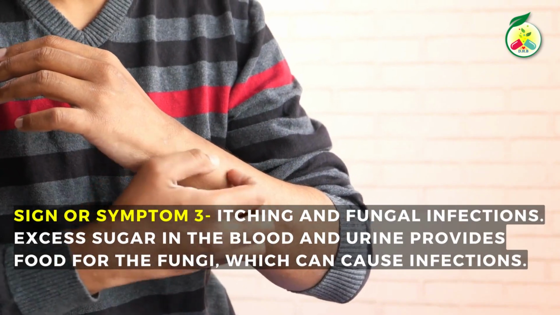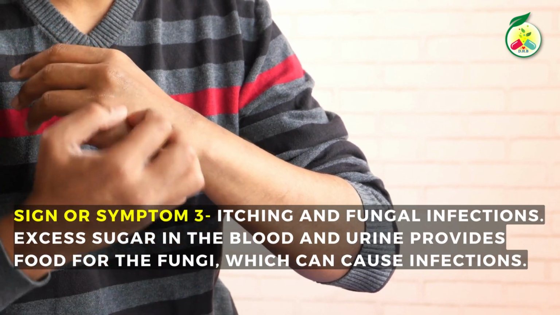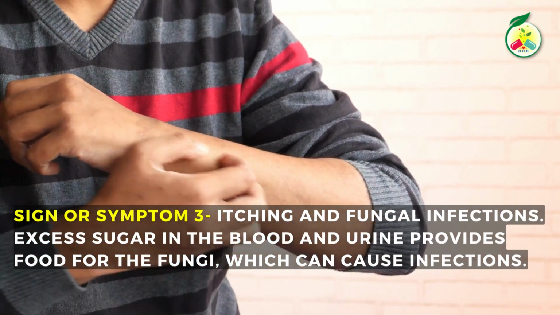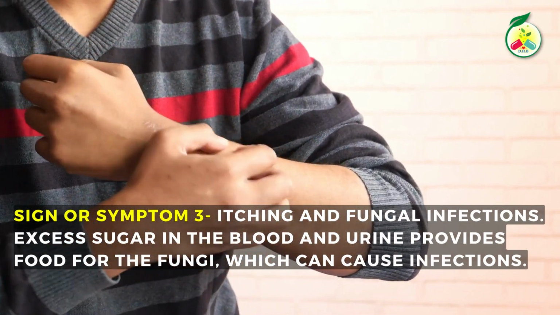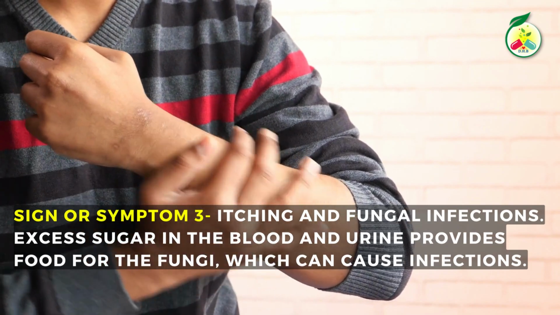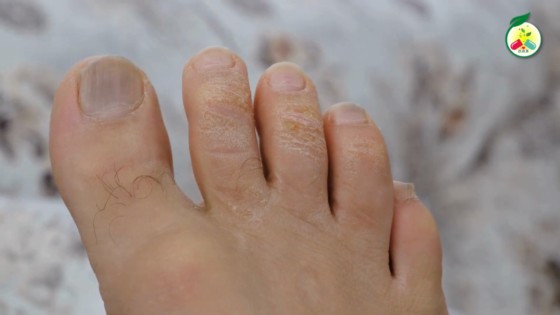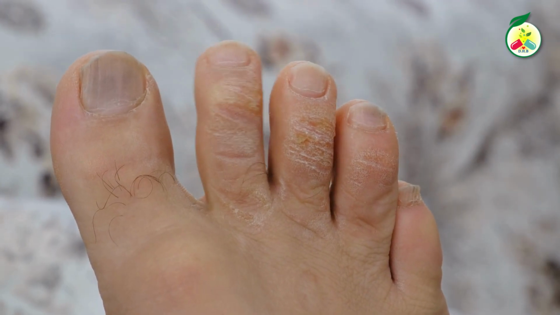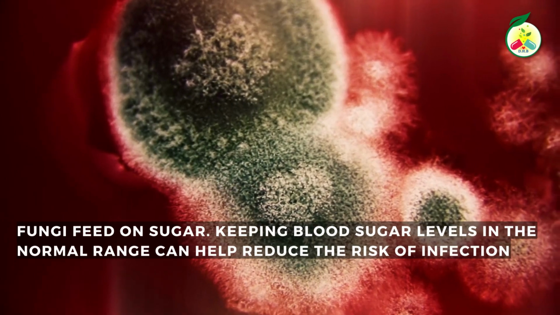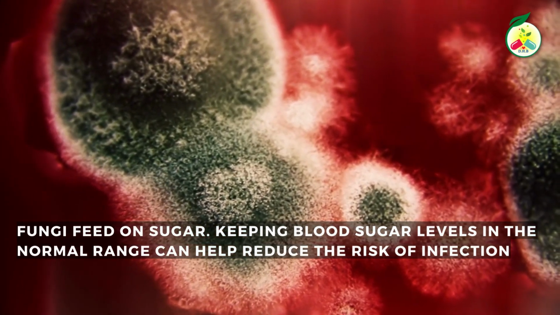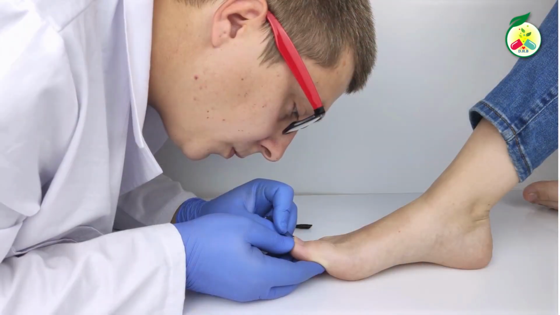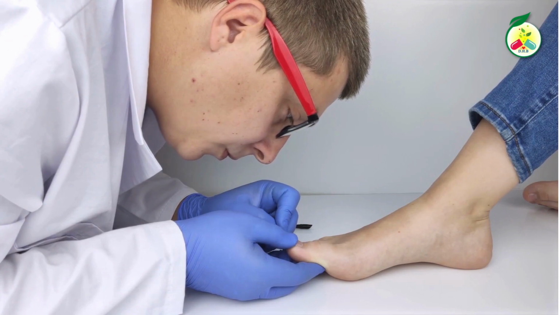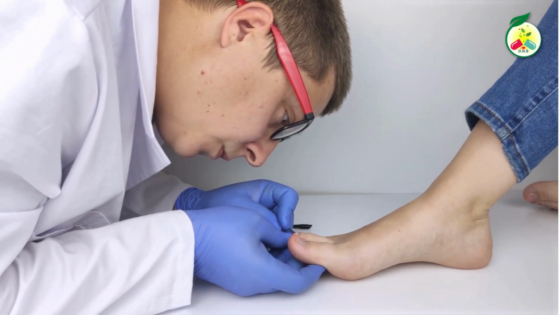Symptom number 3, itching and fungal infections. Excess sugar in the blood and urine provides food for the fungi, which can cause infections. Fungal infections tend to occur in warm, moist areas, such as the mouth, genitals, armpits, and groin. The affected areas usually itch, but the person may also feel burning, redness, and pain. Fungi feed on sugar. Keeping blood sugar levels in the normal range can help reduce the risk of infection. Some types of candidiasis can lead to serious complications if left untreated.